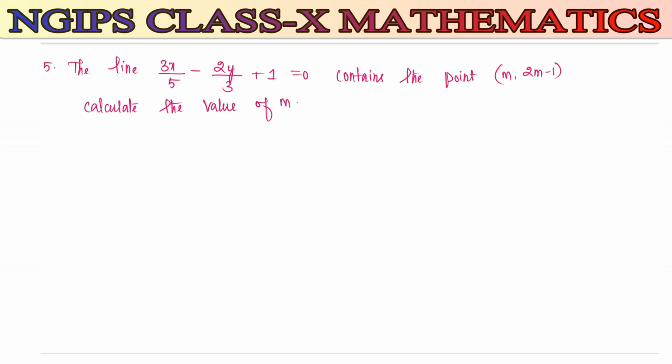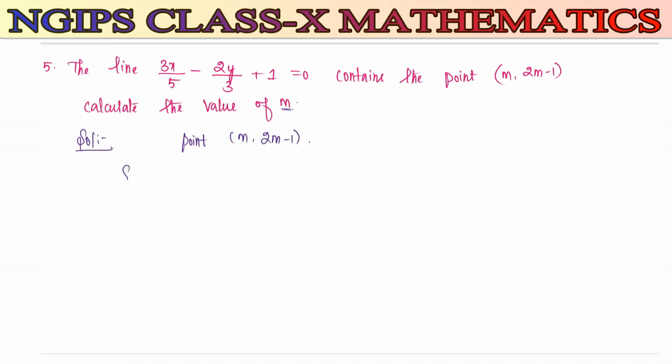Here we have the fifth one: the line 3x/5 minus 2y/3 plus 1 is equal to 0 contains the point (m, 2m minus 1). Calculate the value of m. We need to find out the value of m. Let me write the given conditions. Given the point is (m, 2m minus 1).